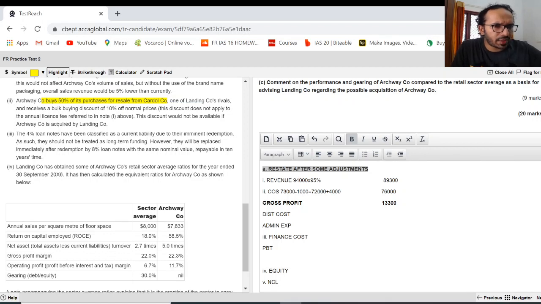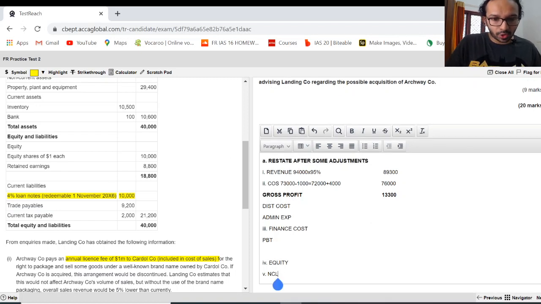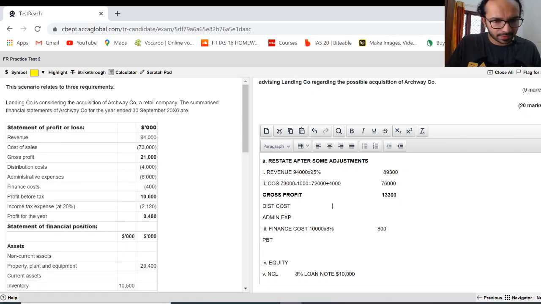However, as such, they should not be treated as long-term funding. However, they will be replaced immediately after redemption by an 8% loan note with the same nominal value and repayable in 10 years' time, which means that we will be having a new non-current liability of 10,000 and the interest rate will be 8%. So the non-current liability will be the 8% loan note and the amount is 10,000, which means that the finance cost will be 10,000 into 8%. That is 800.